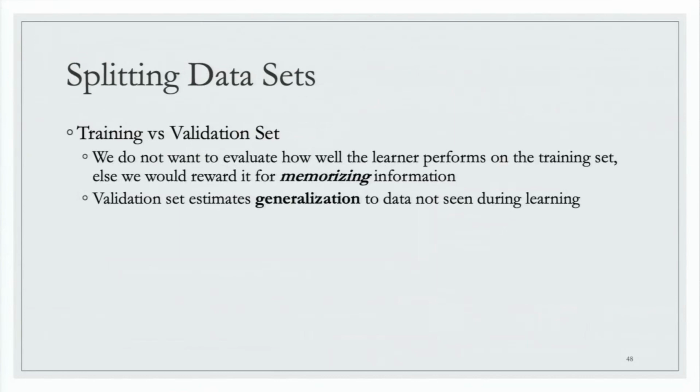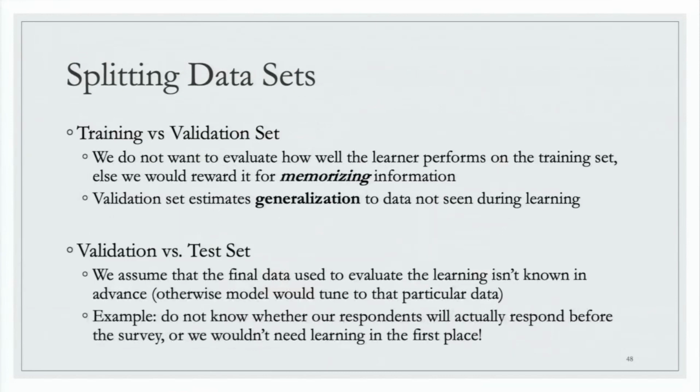Just comparing these, the training versus validation set, we don't want to memorize things, so we keep some of our training data for validation that estimates our generalization during training. Validation versus test set. The validation set we evaluate during training. The test set we evaluate when we're done. So this one is supposed to approximate how we do over here. Questions about the three types?